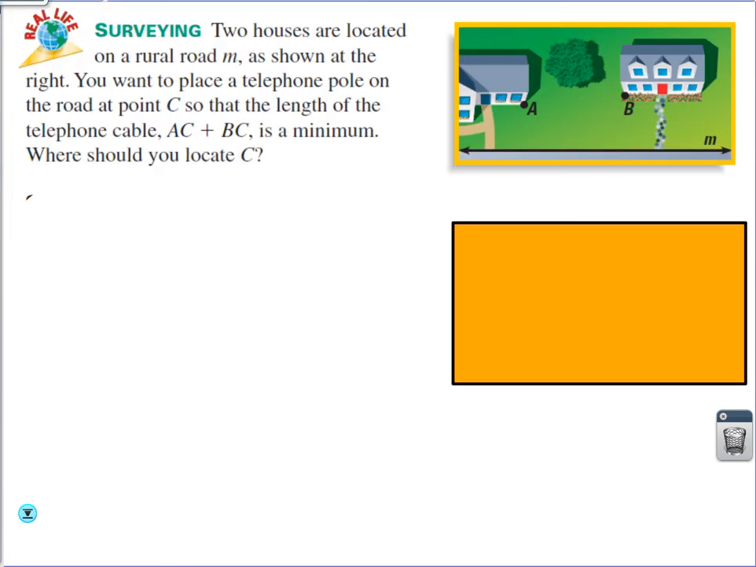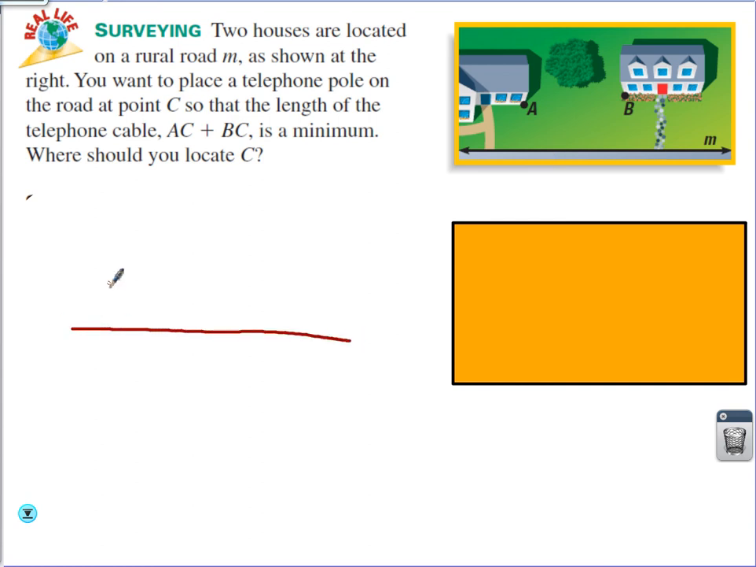Problem. And this is a good challenge problem. I want you to try on your own. Let me give you a second to think about it. It says 2 houses are located on a rural road, as shown to the right. You want to place a telephone pole at some point C. We're putting a telephone pole somewhere on the road. And we want to place it to where we use the least amount of telephone wire, or the least amount of wire.